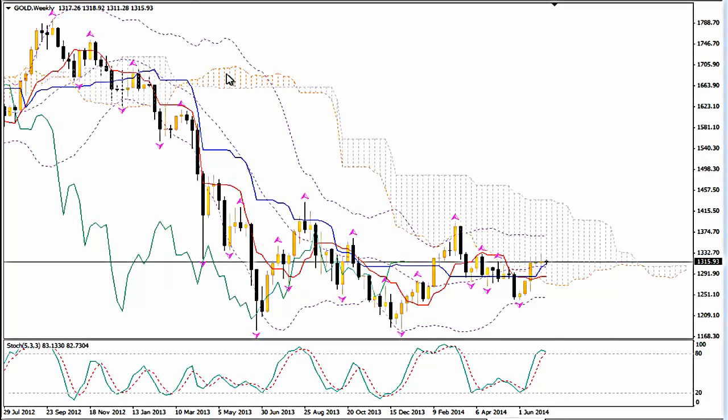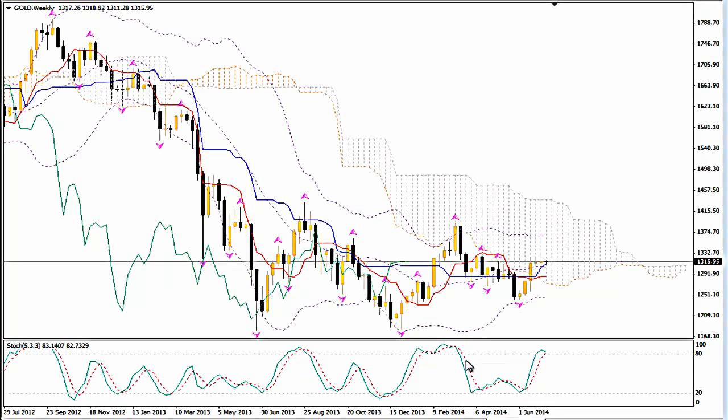I'm using Ichimoku Kinko-Hyo, Bollinger Bands, fractals, a Bill Williams indicator, and stochastics, an oscillator on its own separate pane. The reason I start from the weekly time frame for the precious metal is that I see a very strong bullish reversal pattern here, and I want you to see it also with me.